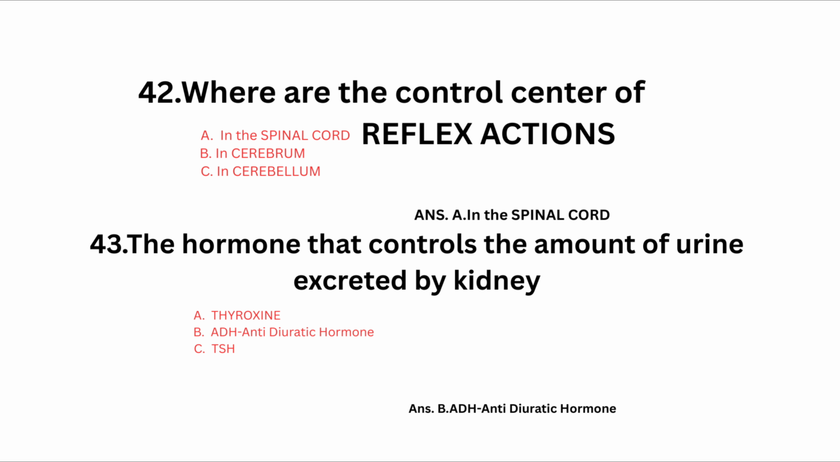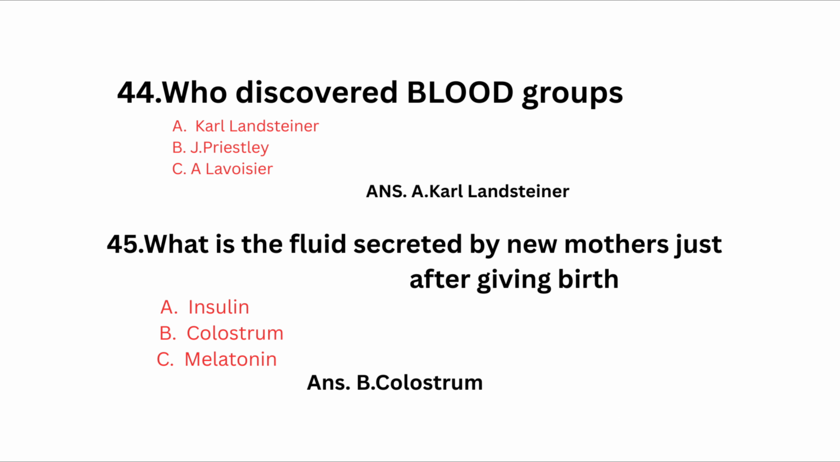Question 43. The hormone that controls the amount of urine excreted by the kidney: A. thyroxine. B. ADH, anti-diuretic hormone. C. TSH. Answer is B. antidiuretic hormone. Question 44. Who discovered blood groups? A. Carl Landsteiner. B. J. Presley. C. A. Lavoisier. Answer is A.